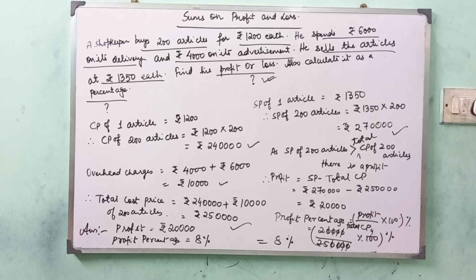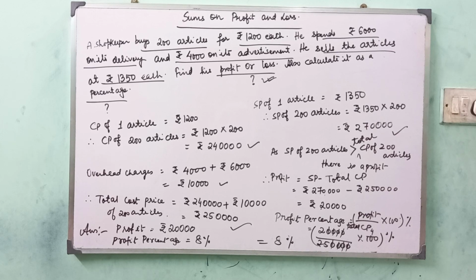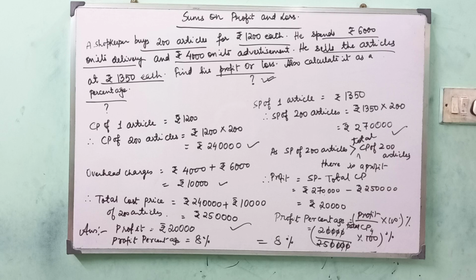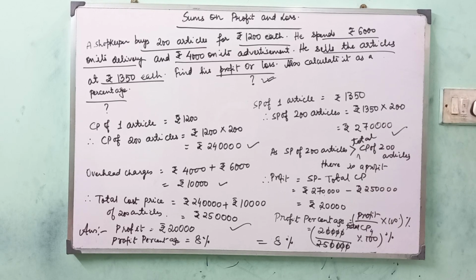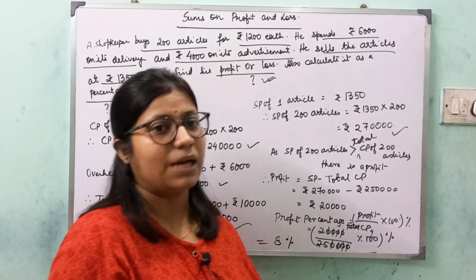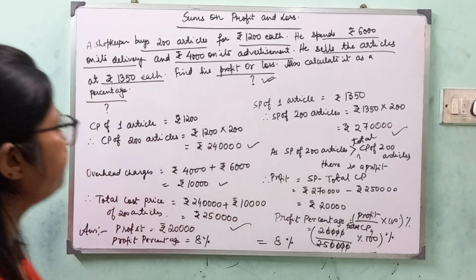So the profit percentage is profit by total cost price into 100%. So that is 20,000 is the profit upon 2,50,000 into 100. So you can see we have simplified it already. That is your 8% is the profit percentage. So finally when you put down your answer, the profit is rupees 20,000, and as a percentage, that is profit percentage is 8%. So I hope the sum is quite clear to you now.